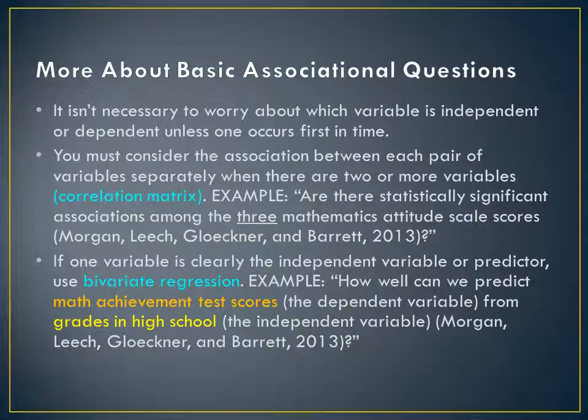If one variable is clearly the independent variable or predictor, we would use a bivariate regression. Here's an example. How well can we predict math achievement test scores from grades in high school? Notice the orange is our dependent variable and the yellow is our independent variable. We clearly knew that from our variable list in our question.